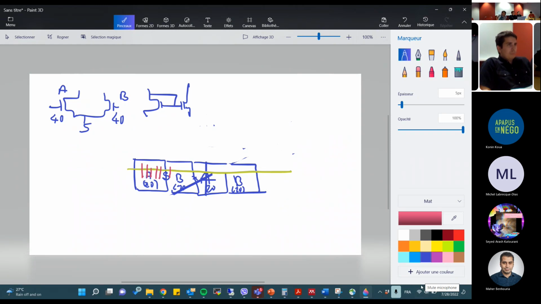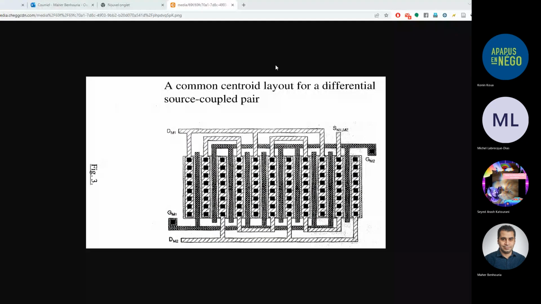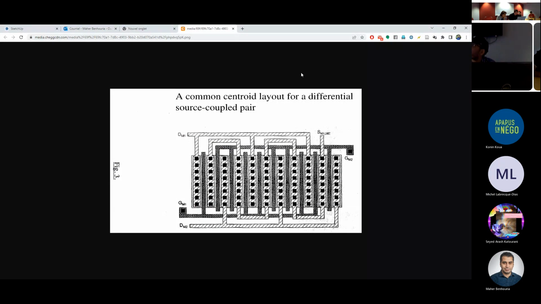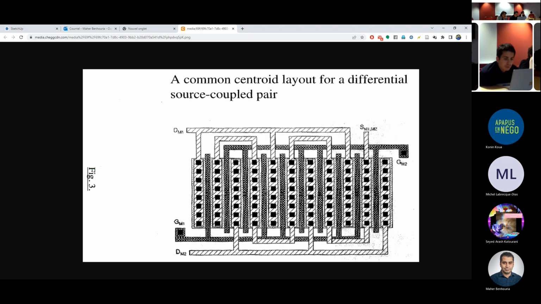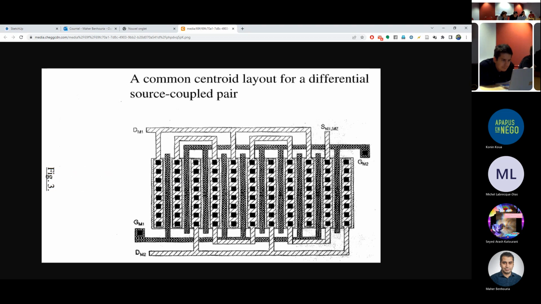Can you show it? Yes, I can. There is a symmetry issue here. I found the picture. Yes, this one. Should I just share the Teams window? Yes. Could you enlarge it? Yes, thank you.